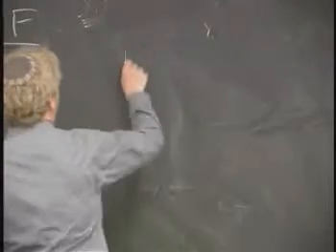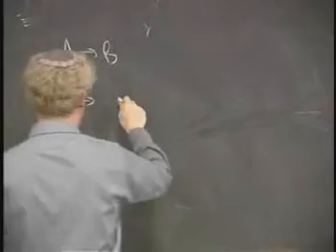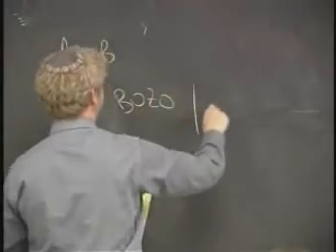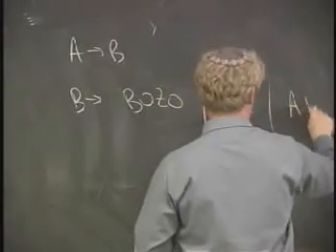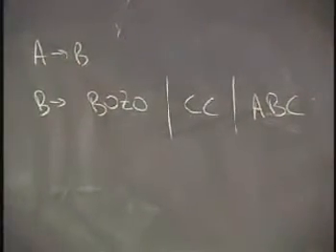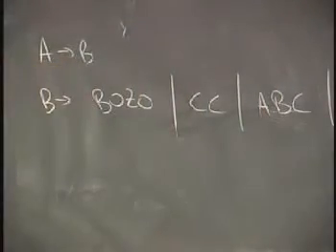Unit productions. Say you got A goes to B, and you got B goes to, I don't know, bozo, CC, ABC, and I don't know, 0.